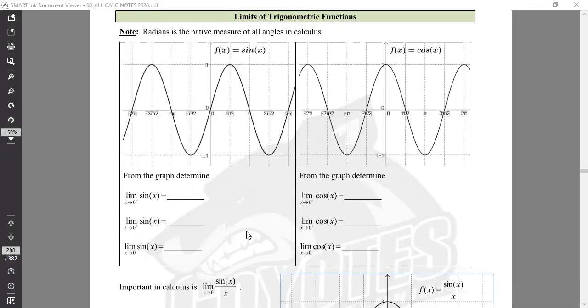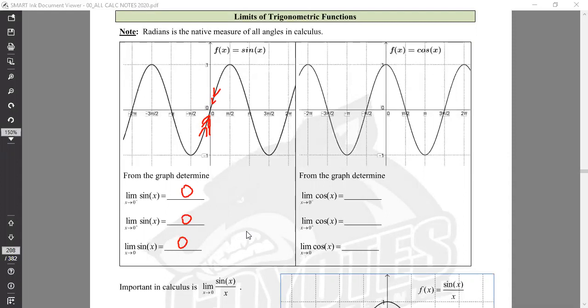And it starts by saying, okay, so from our graph, determine the limit of sine x as x gets closer to 0 from below. So remember, what are we getting closer and closer to as we get closer to 0? The sine of x as we get closer to 0 from below is 0, from above is 0. And so in fact, our limit as x goes to 0 is 0, not a big deal.